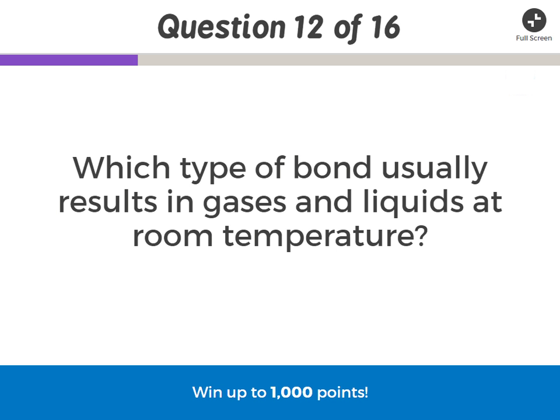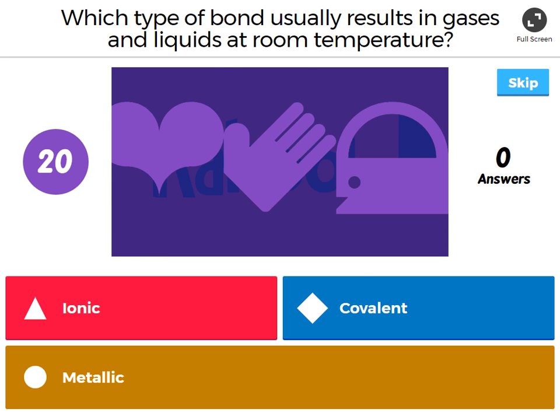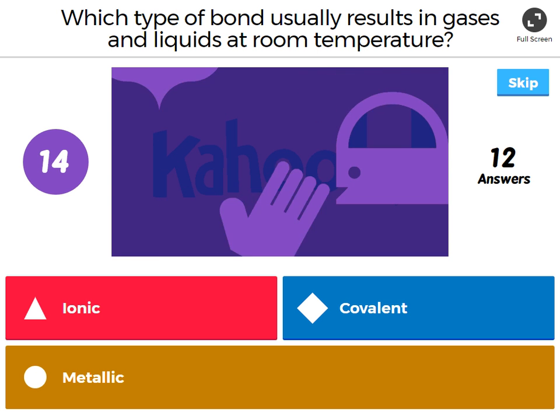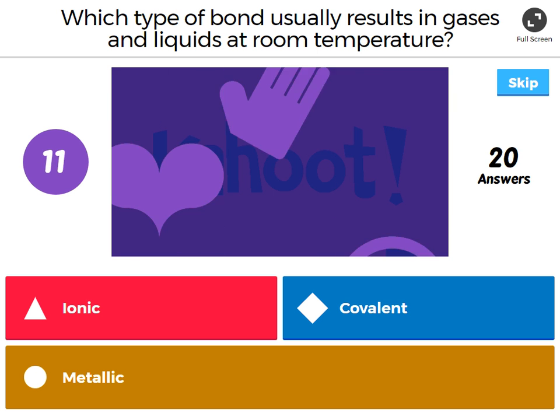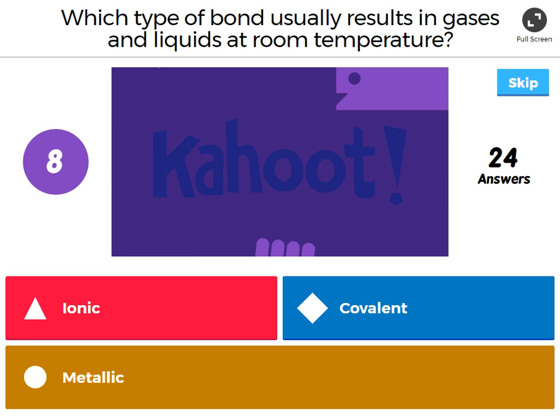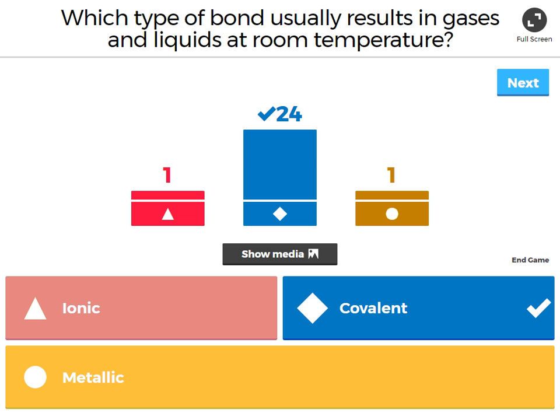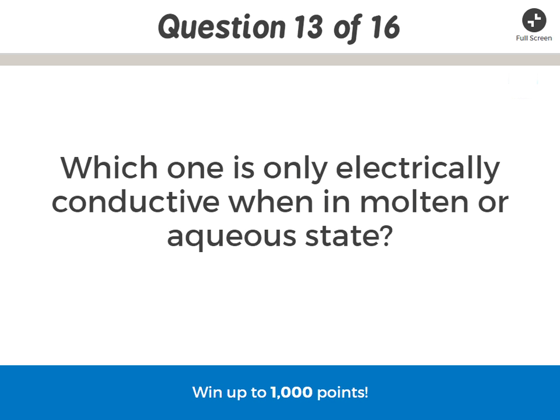Moving on. Which type of bond usually results in gas and liquid exchange? Come back to me. So all the metals, I don't know if you chose metallic, all metals are solid except for one, which is mercury. No metals are gases. That would be poisonous to our lungs. So definitely not metallic. Certainly covalent.